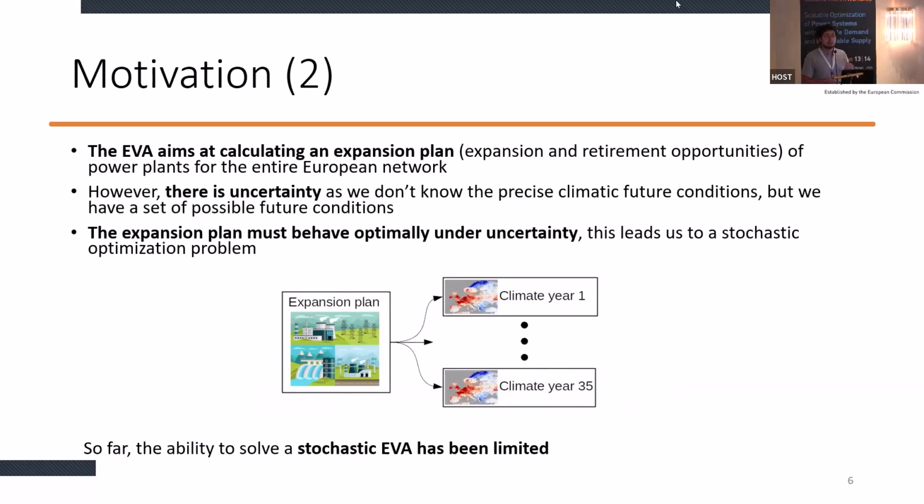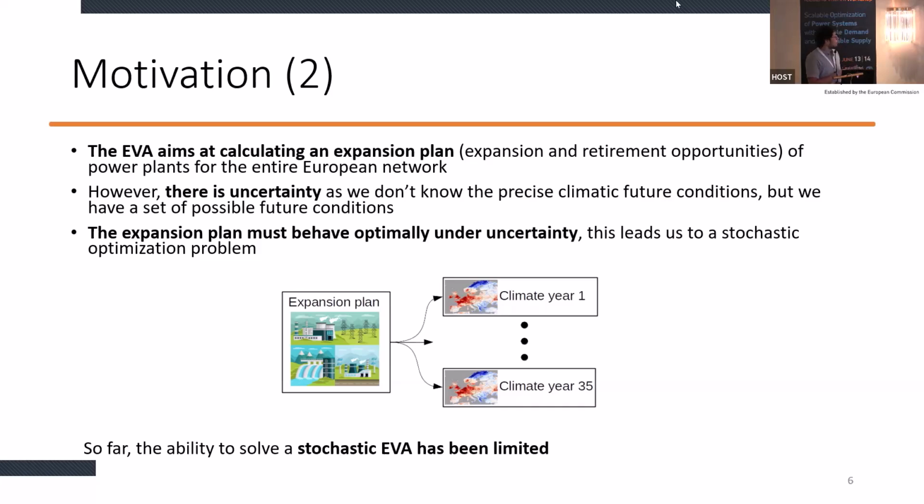Now, something important to keep in mind is that we are going to have uncertainty in this problem. Why is this? Because we want to estimate this for the future, and in the future we don't know exactly what is going to happen. We are not sure which are going to be the precise climatic future conditions. The only thing that we are going to know is that we are going to have some set of possible future conditions. That means that the expansion plan that we want to calculate must behave optimally under uncertainty.